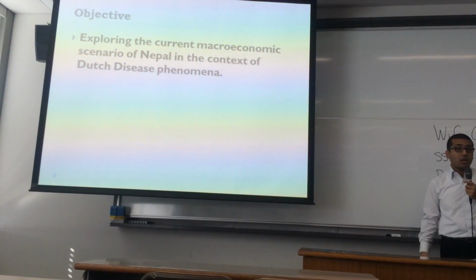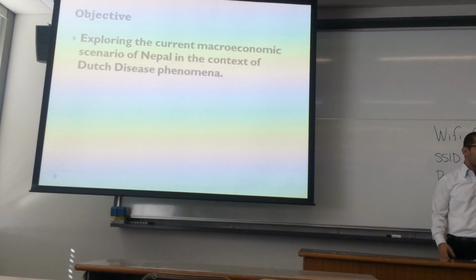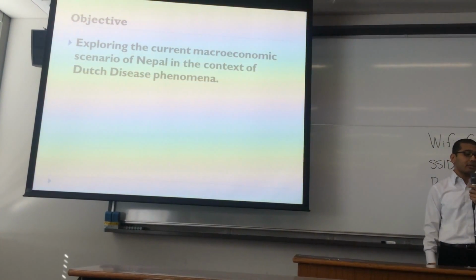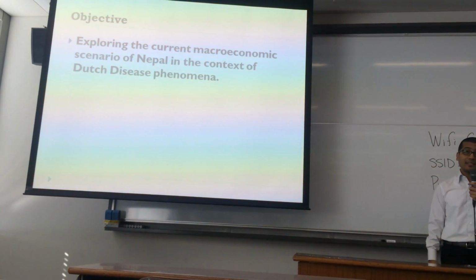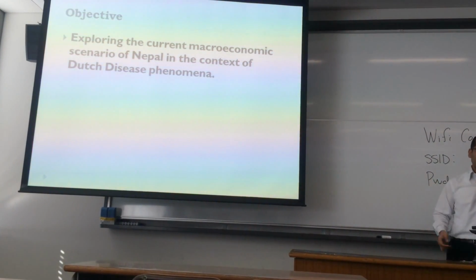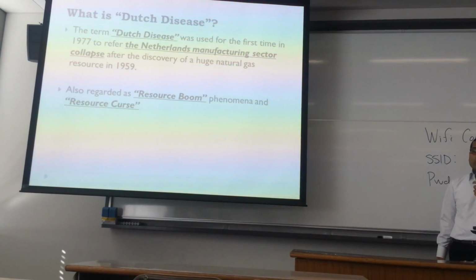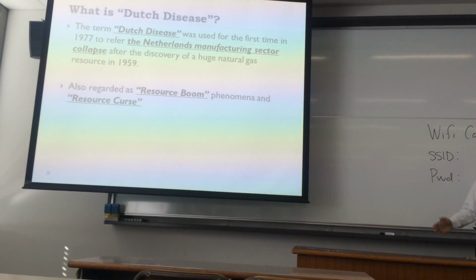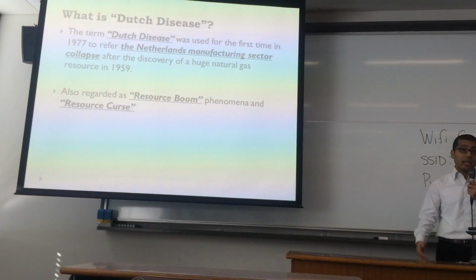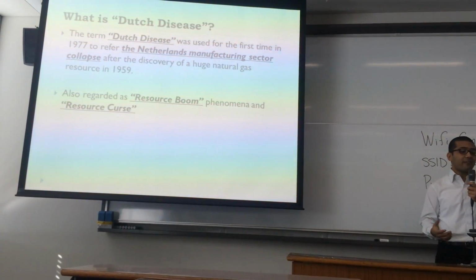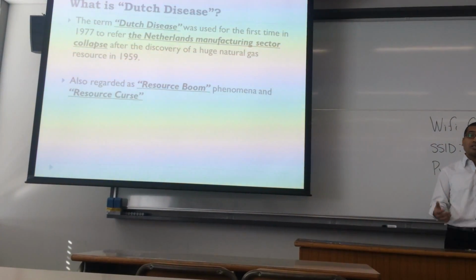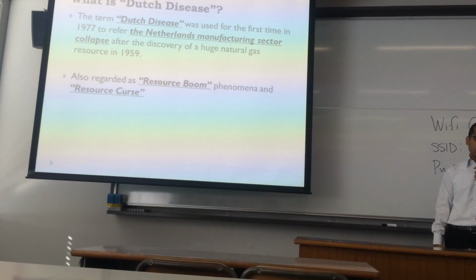Okay, now, given the facts and figures, this study has the objective of exploring the current macroeconomic scenario of Nepal in the context of the Dutch disease phenomenon. So now I will be talking about what Dutch disease actually is. Dutch disease was first coined in 1977 to refer to the Netherlands manufacturing sector collapse, which began after the huge natural gas resource found in 1959. It is also regarded as resource boom or resource curse.